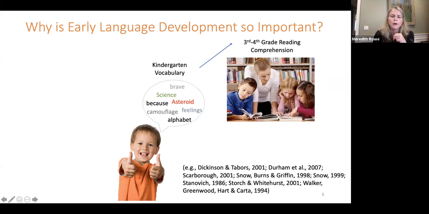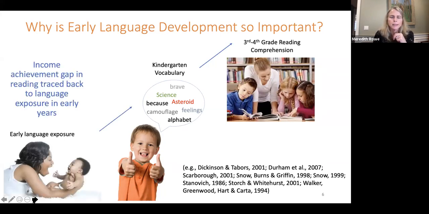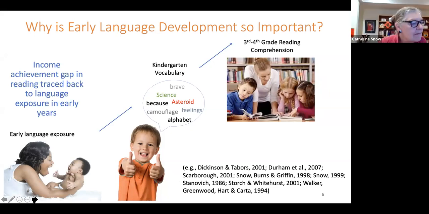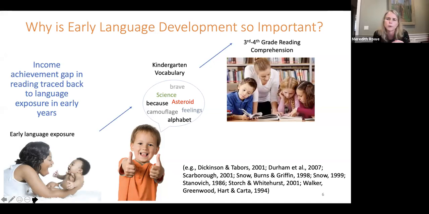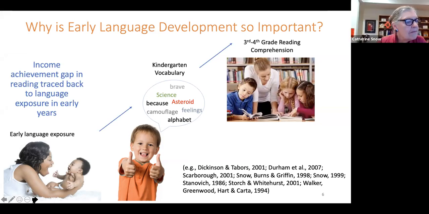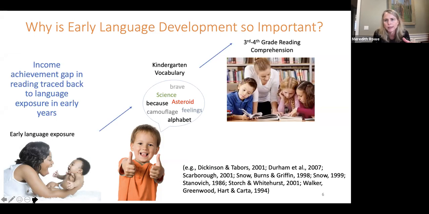Another thing that we know is that children's vocabularies are growing from birth, basically, and that there is a huge effect of their early language exposure on their vocabulary development. So basically, this income achievement gap in reading in third grade can be traced all the way back to the language exposure that children experience during the early childhood period. That sets the stage: early oral language experience can serve as the foundation for later literacy skills.